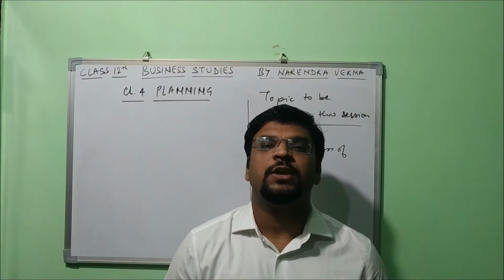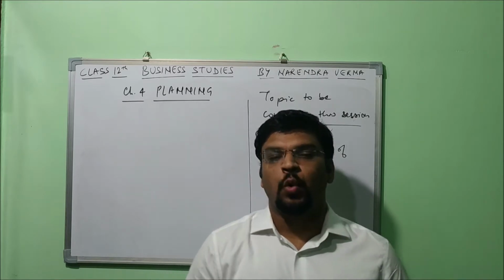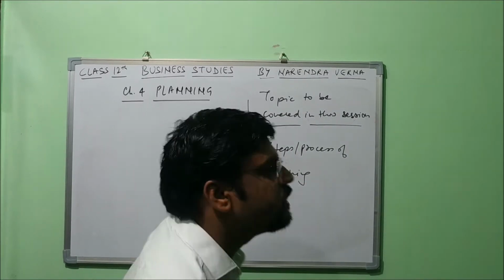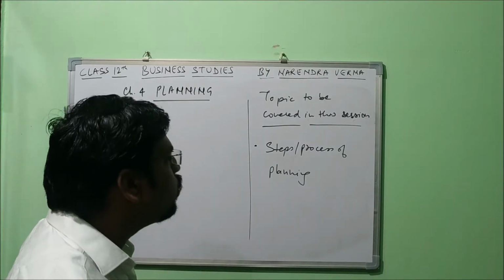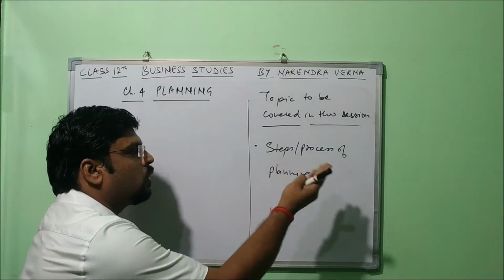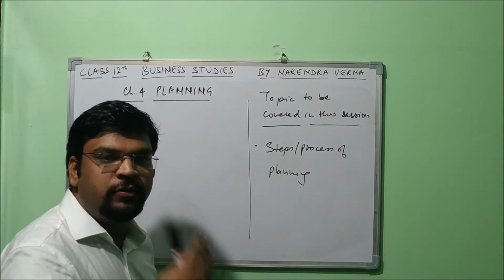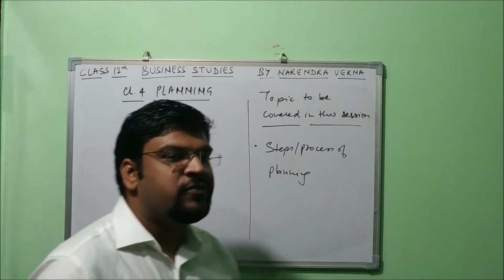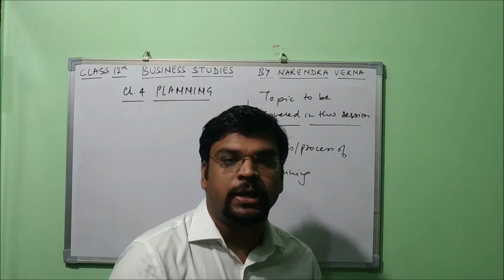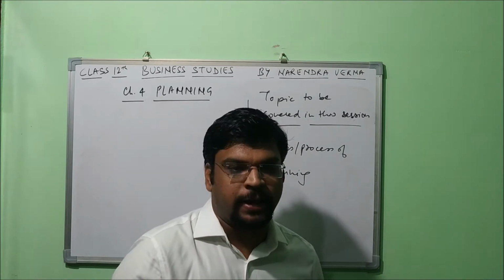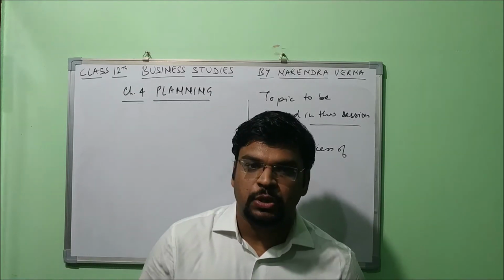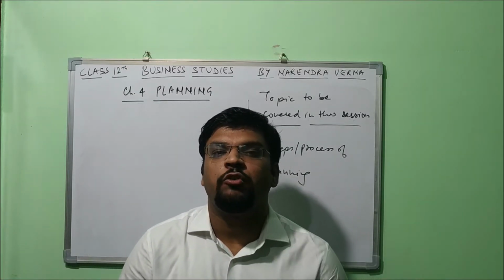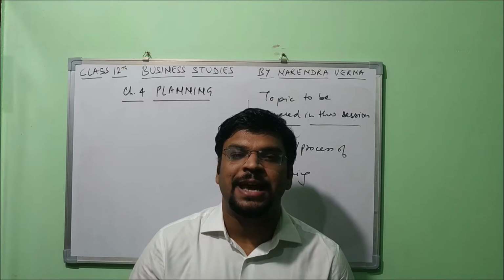As you know very well, we have been dealing with chapter 4 in business studies for class 12 CBSE syllabus, that is planning. And in today's session we are going to cover the steps or process of planning. Already we have covered meaning, definition, features, importance and limitations of planning, right? So now we are going to study these steps, or we call it the process of planning. So without wasting much time, let's start.